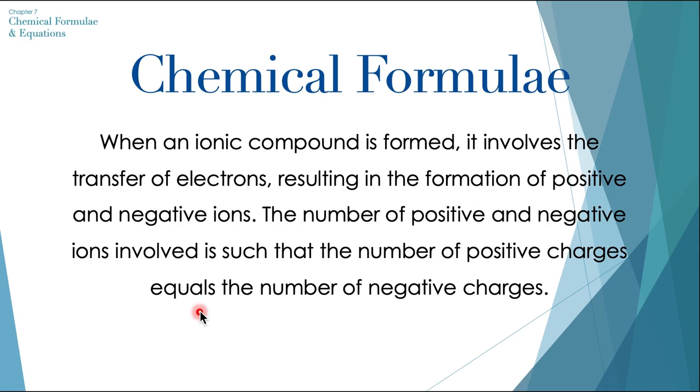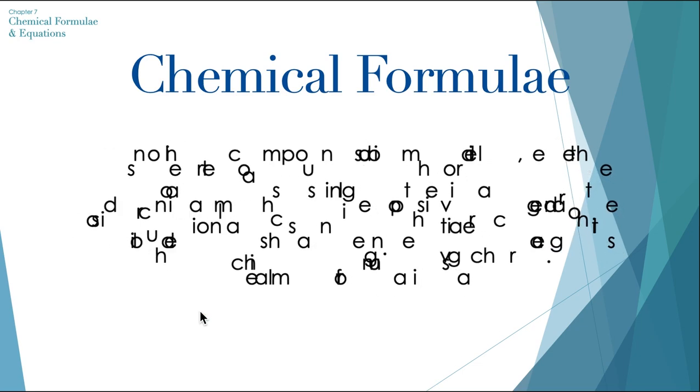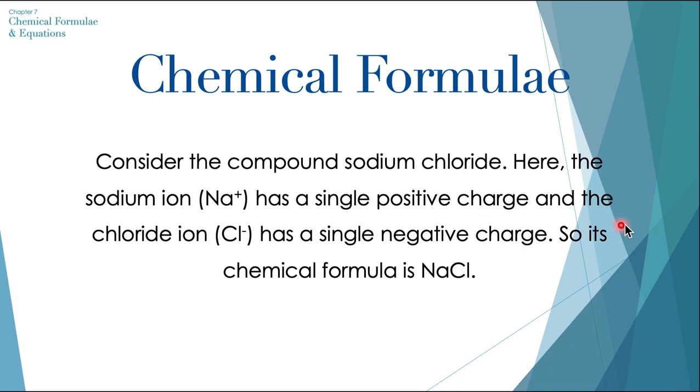It is not charged. So consider the compound sodium chloride. Here the sodium ion, as you can see, we have written the symbol. The charge is +1. We do not write +1, we just write plus, which represents a single charge. So here the sodium ion has a single positive charge because it's a plus sign, and the chloride ion has a single negative charge. It's a minus sign. So its chemical formula is NaCl. They cancel each other out.